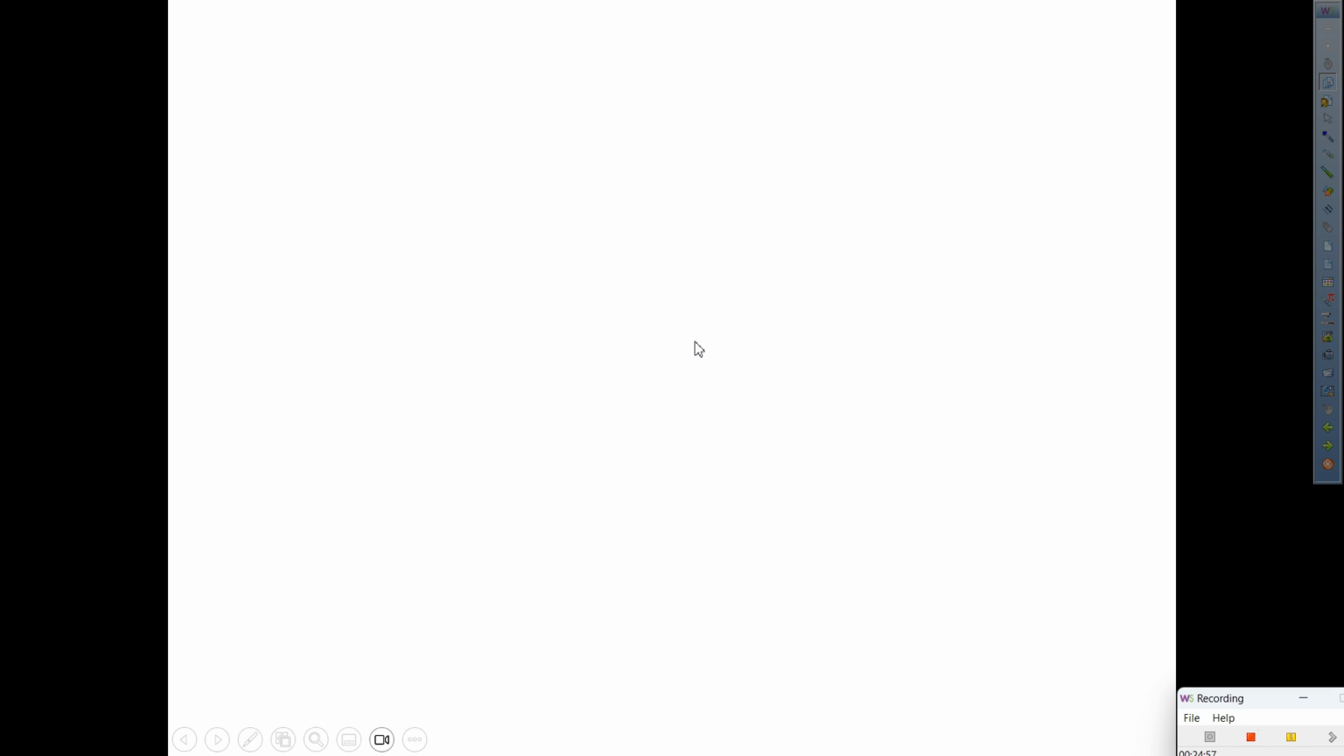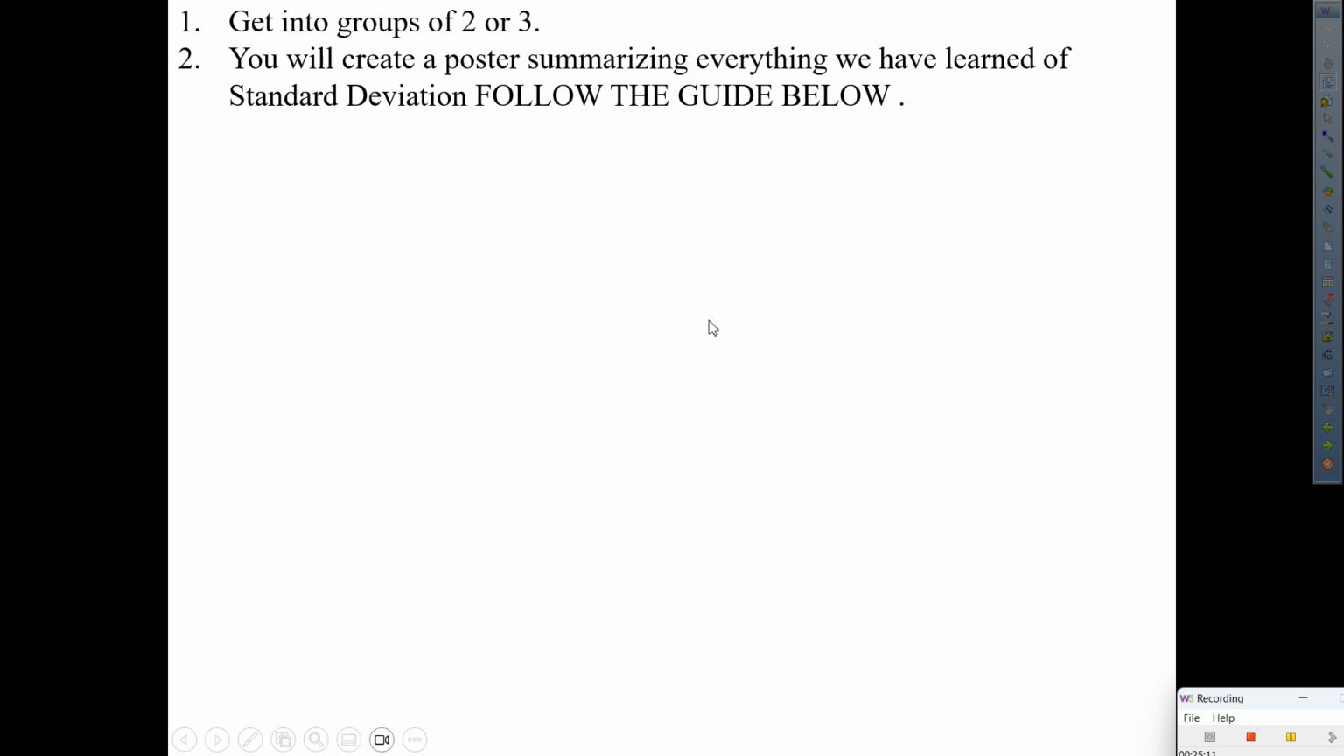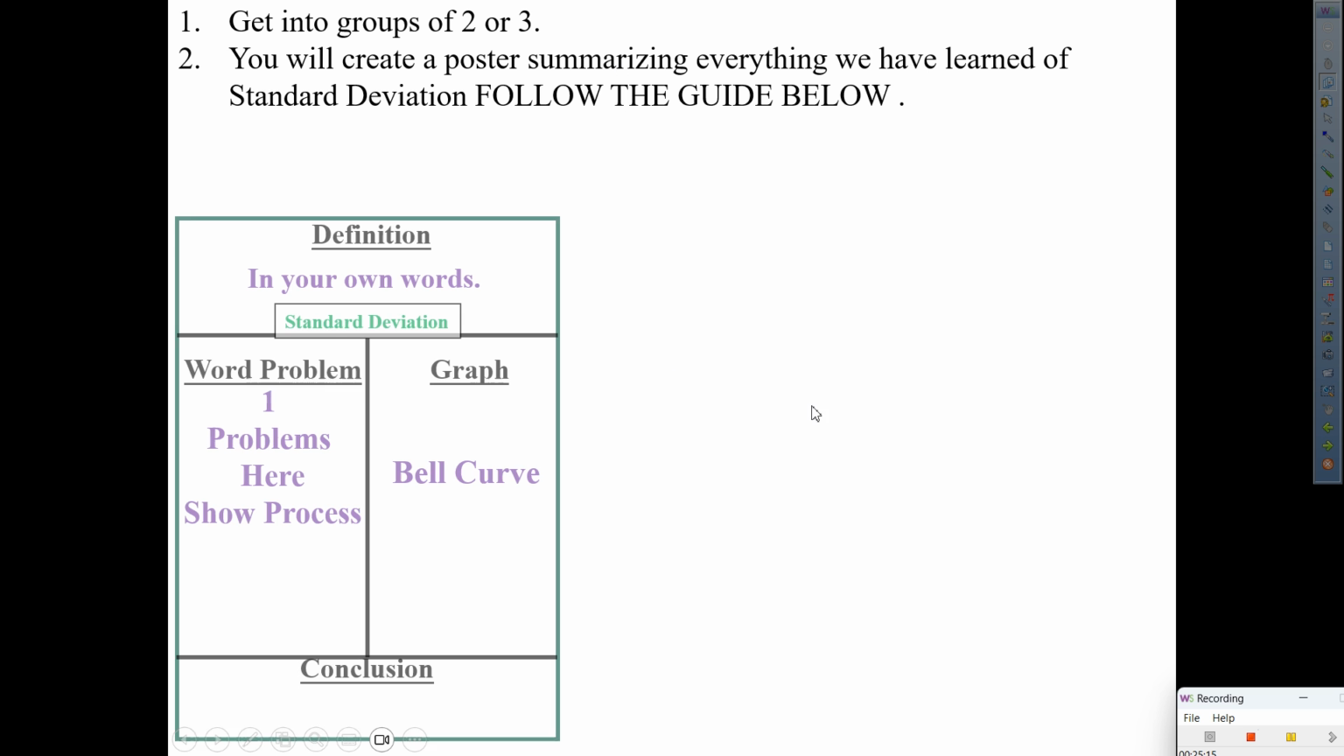Here it goes. And it reads, you're going to get into teams of 2 or 3. You will create a poster that looks like this. Definition in your own words of standard deviation. You don't need your notes, you just need your teammates. You need to solve one word problem like you did on the warm-up and like you did last night. I'm going to give you that. You need to show the bell curve and you need to give me a conclusion to that problem.